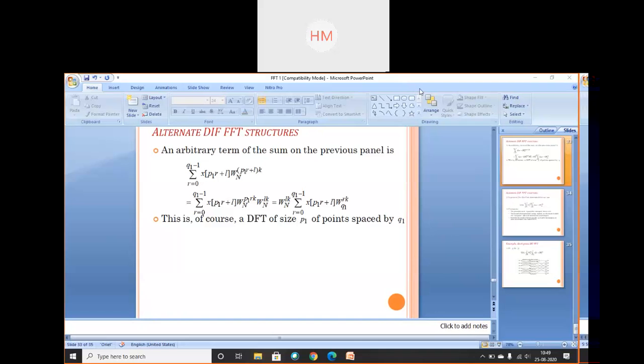Same as last. 1 by root 2 minus j 1 by root 2. Then minus j. First one is this. Second is the second twiddle factor. Third.